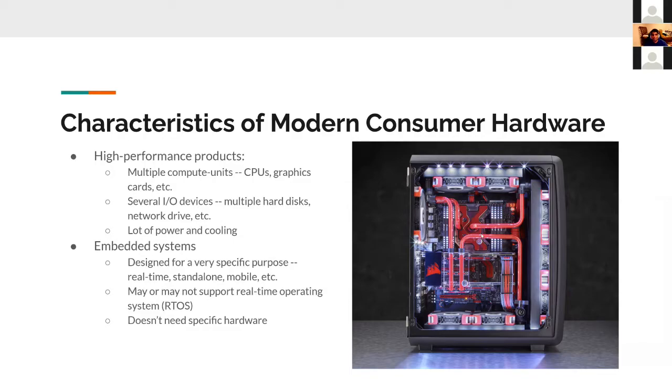Right? There's definitely a CPU in there. It might have a graphics card. Maybe the guy is waiting for the 3080 and it hasn't shipped yet. But yeah, you have multiple compute units, multiple processors, and several I/O devices. I/O devices are kind of weird. They're kind of computers in and of themselves.